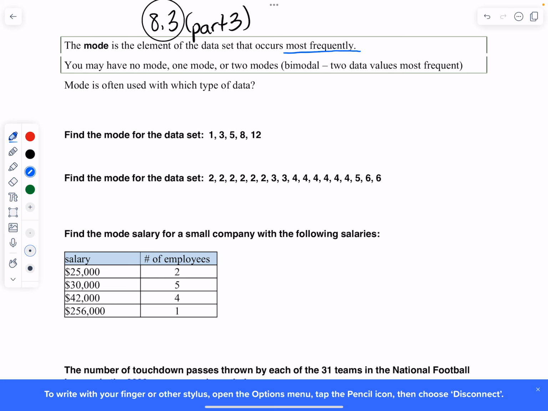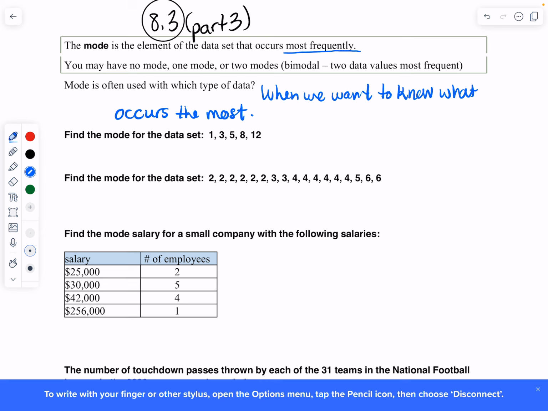The mode is used when we want to know what occurs the most. So for instance, if I'm in retail and I'm stocking shelves, and let's say it's clothing, I would want to know what sells the most. Is it size small? Is it size medium? Or is it size large? Or maybe it's size extra large. I don't know. But you want to know the frequency or the mode of the data, so that way you stock more of the size that's the most popular.